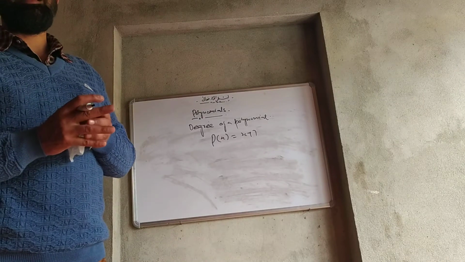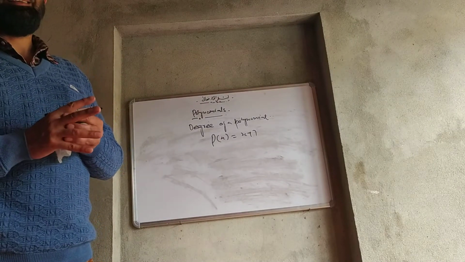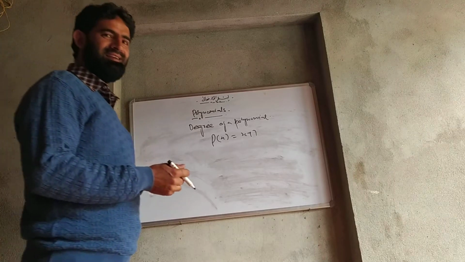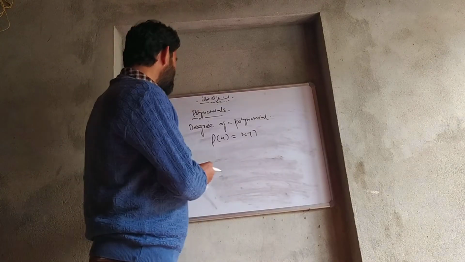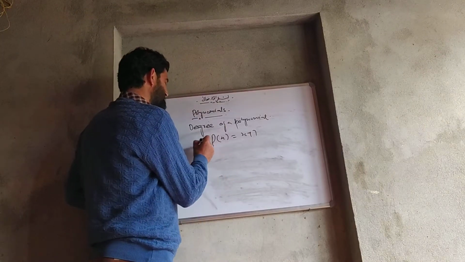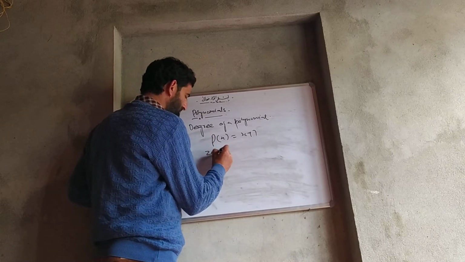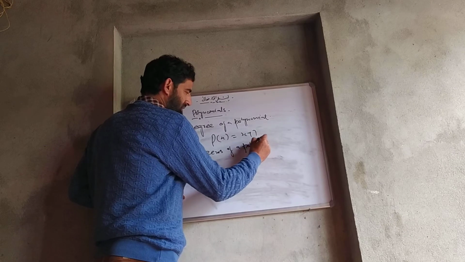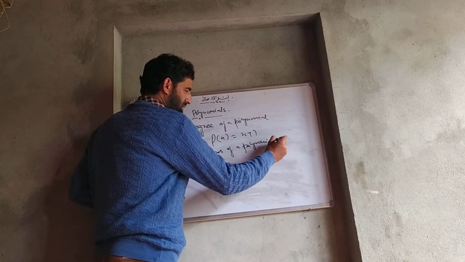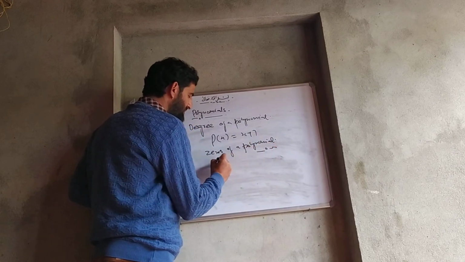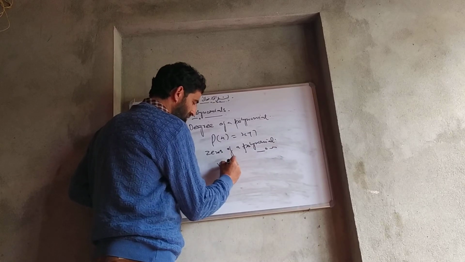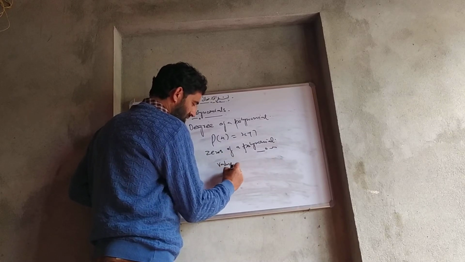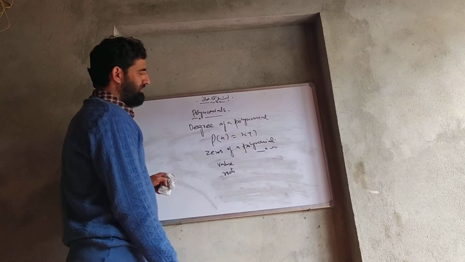This we shall discuss in another lesson. Tomorrow we shall discuss what are the zeros of a polynomial. The zeros, or we can call them values or roots, of a polynomial.